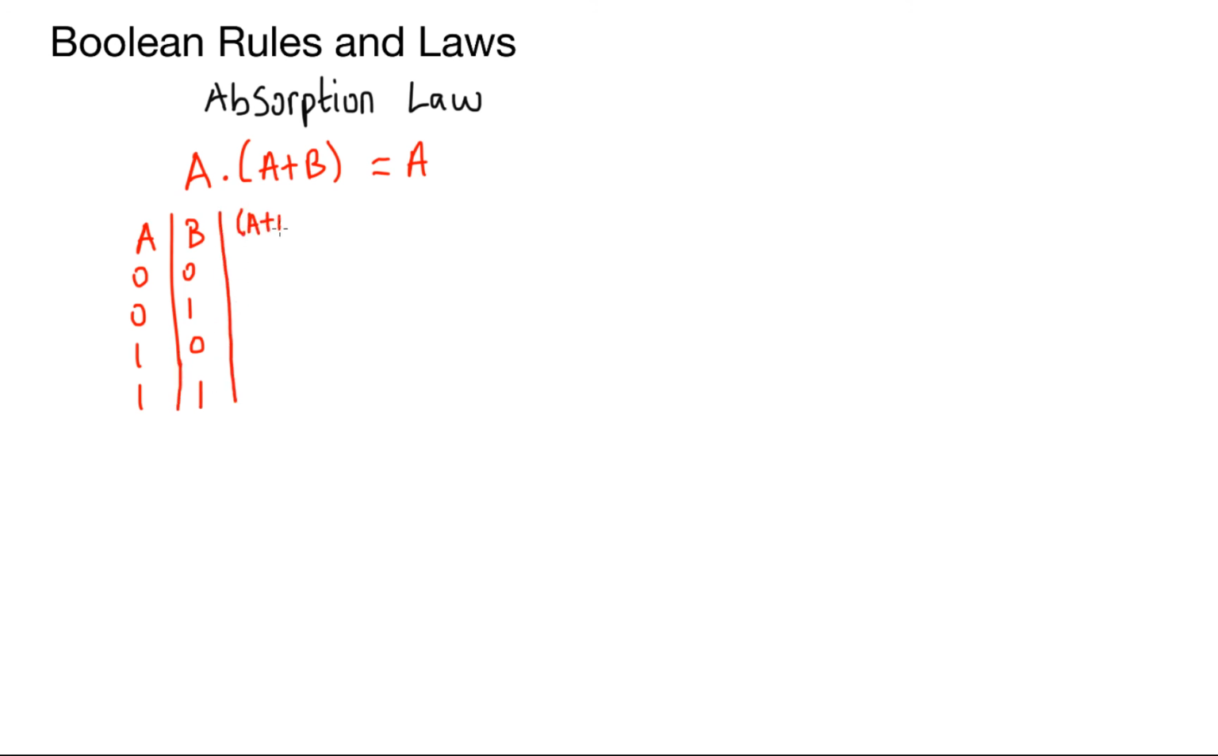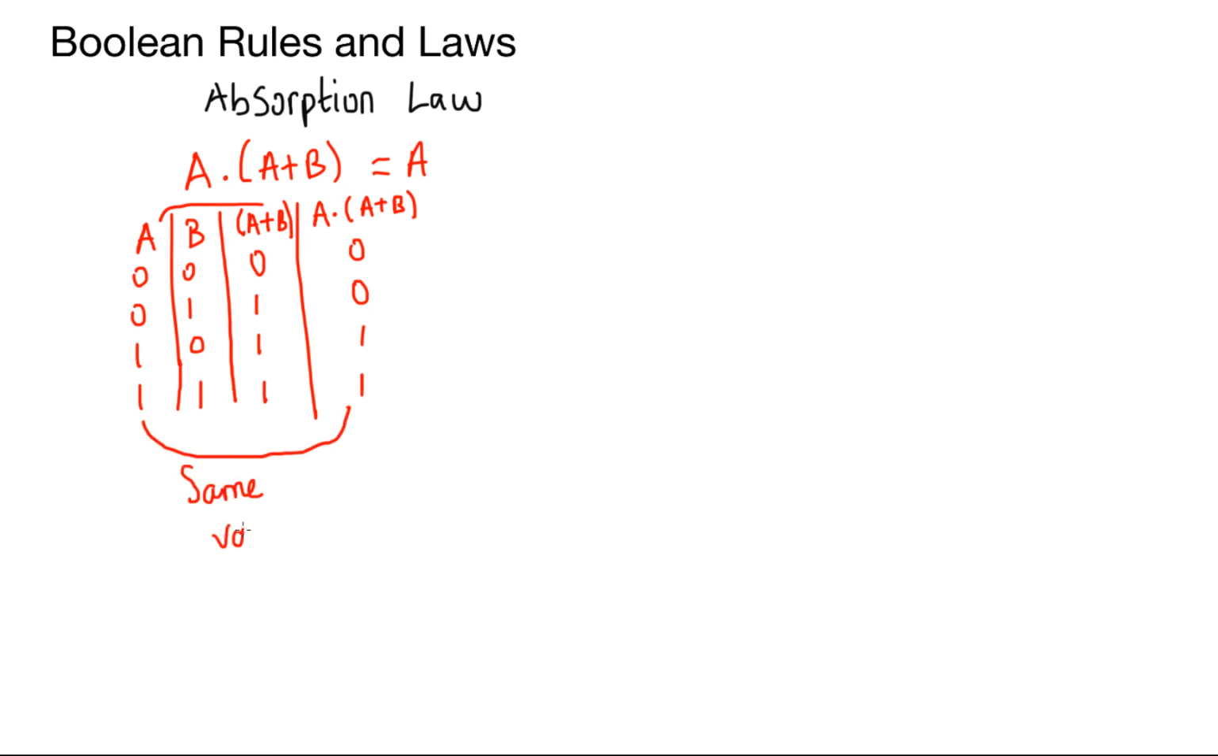Then I'm going to do the first bit of A or B, so I can OR the A and B columns together, giving me 0, 1, 1, 1. And then all I need to do is AND that A or B column with the A column, and that gives me 0, 0, 1, 1. And you can see that the A column and the A and, A or B column have exactly the same values. And from this we can derive that A and, A or B, is exactly the same as A. But what about this one?